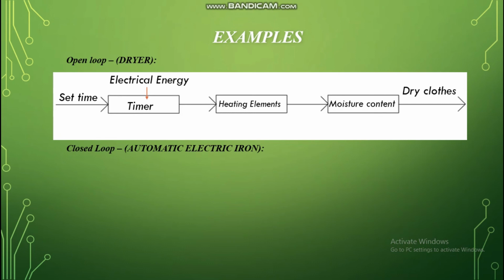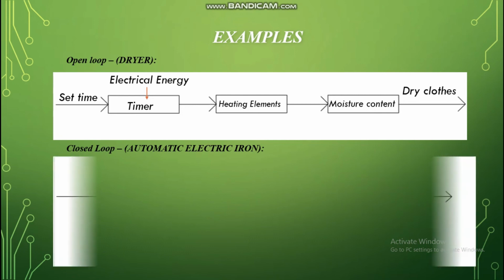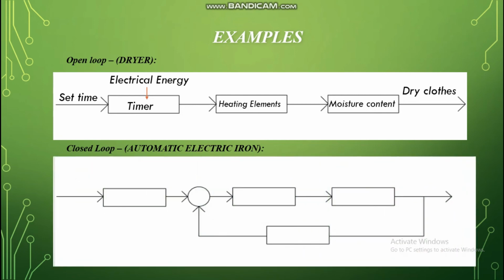Now it is an open loop, so we are not checking continuously whether the clothes are dry after a certain time or not. We have to come and check ourselves whether the clothes are dry or not, and if they are not, we have to set the time again and make the loop continue. Otherwise, if they are dry, so well and good. While in closed loop, it will be sensing the output continuously.